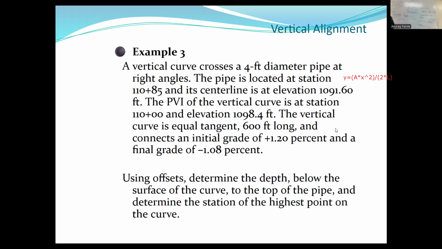So my answer is going to be, the clearance will be 1096.6 minus 1093.6. 3 feet is my answer of this problem, right? So it's going to be 3 feet. So the clearance will be the difference in elevation between this point and this point.